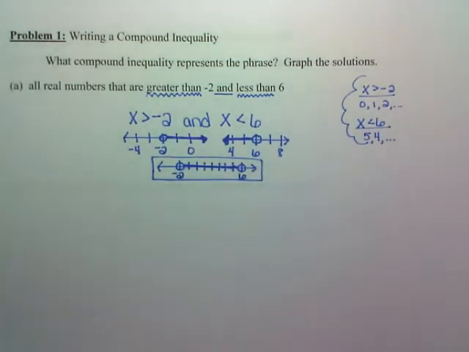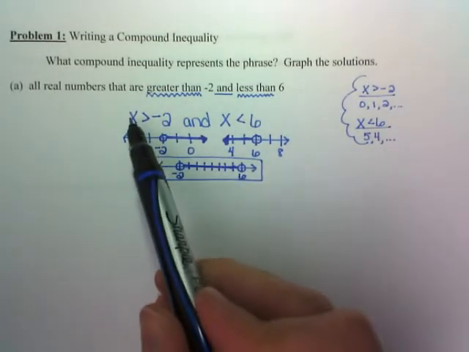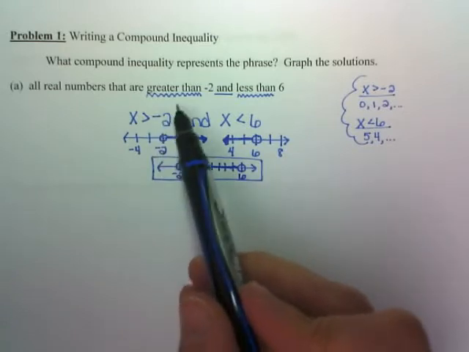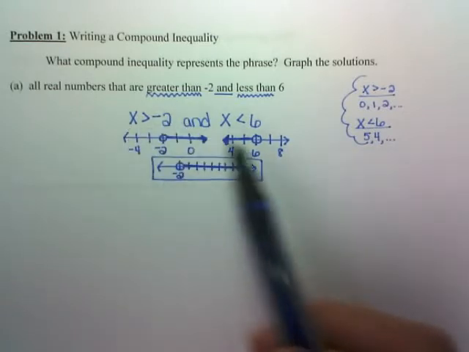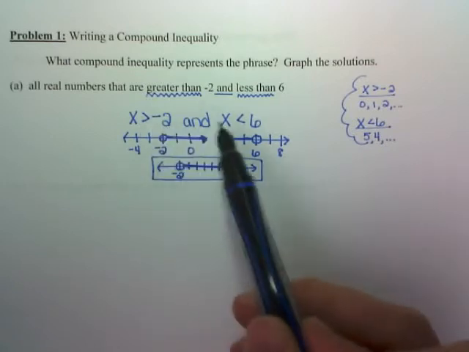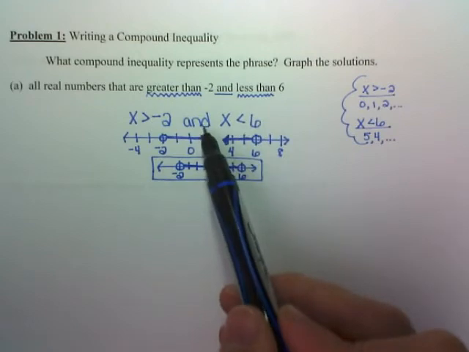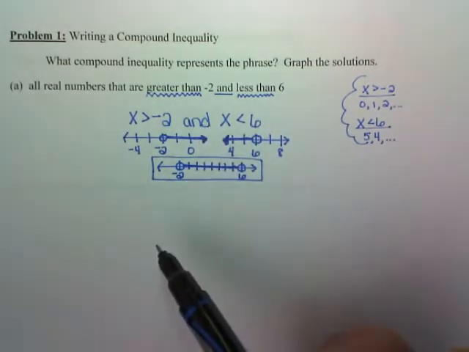And you could pick numbers on the outsides of this intersection. If I try -4, -4 is not greater than -2. That automatically knocks that out. I could try 8. 8 is greater than -2. That works. But 8 is not less than 6, so it marks it out of that one. It has to work in both. It's one of the rules we talked about.